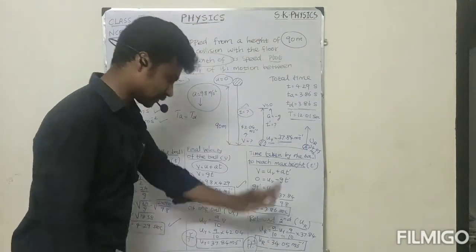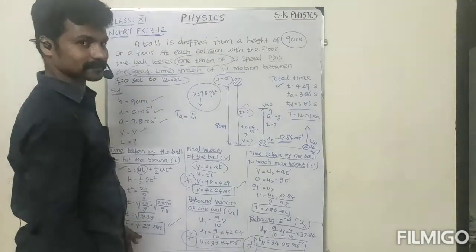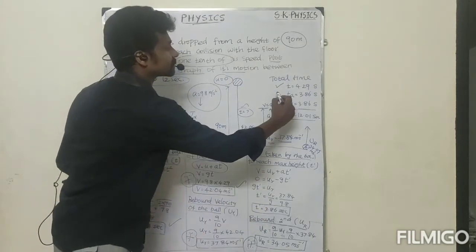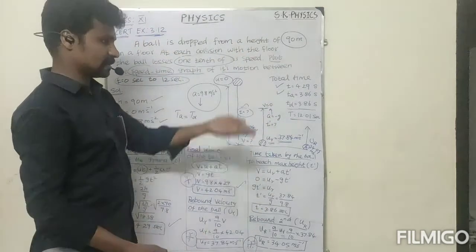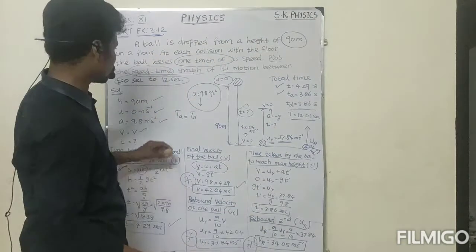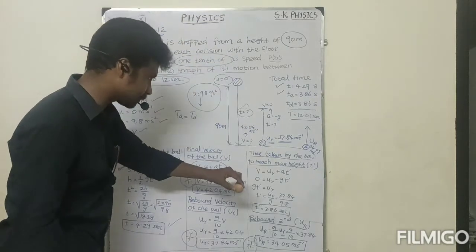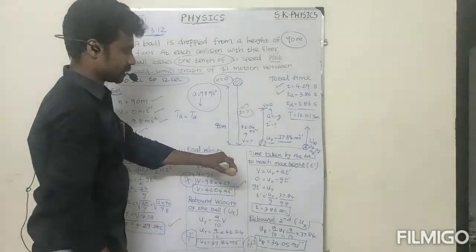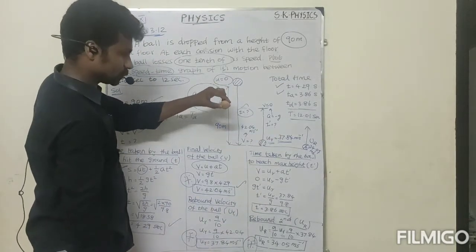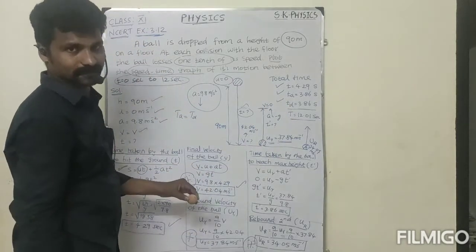First, to reach the ground, what is the time? 4.29 seconds. Again it rebounds back, what is the time? 3.86. That is the time of ascending. The time of ascending is equal to the time of descending. Please, I will say one more time. First, from 90 meters to reach the ground, that is 4.29. Again it rebounds back, that is 3.86. Again to hit the ground, that is the time of descending, also 3.86.